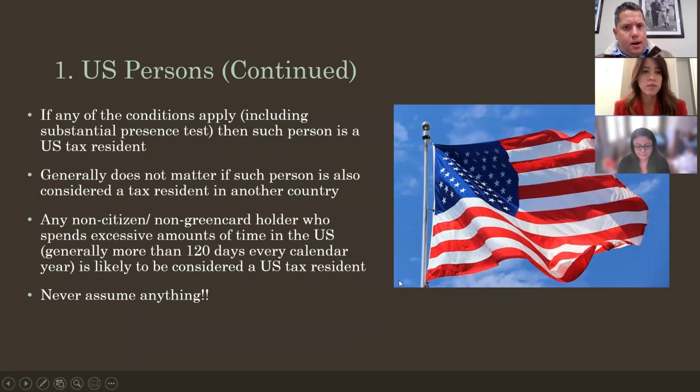Let's see here. So yeah, if any of the conditions apply, then the person's a U.S. tax resident, just like a U.S. citizen. They owe taxes on any worldwide income. They have to report it. They're subject to reporting, and there are big, huge penalties for failing to even just report. So they really have to stay on top of that. They have to stay on top of their days.